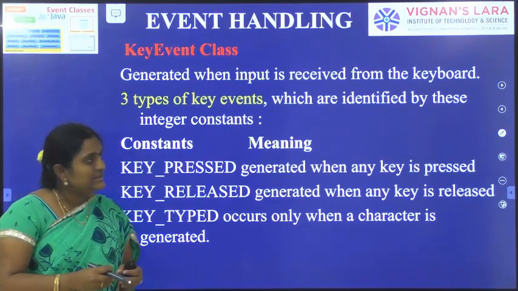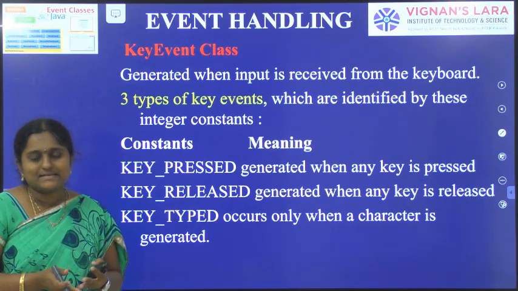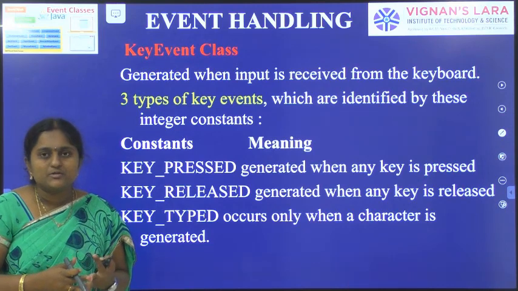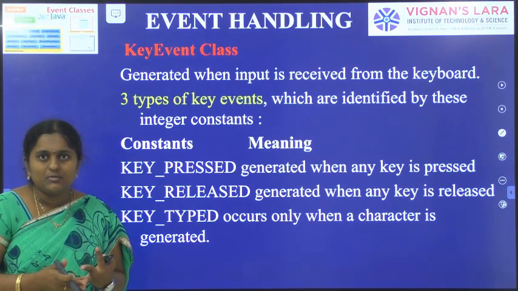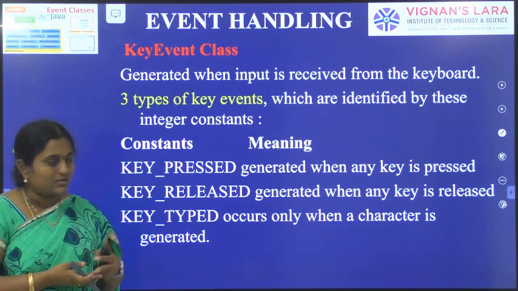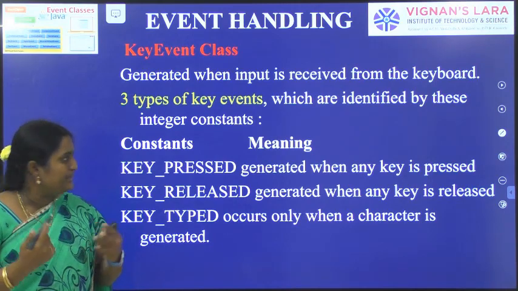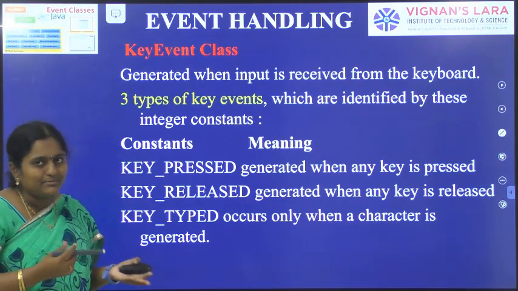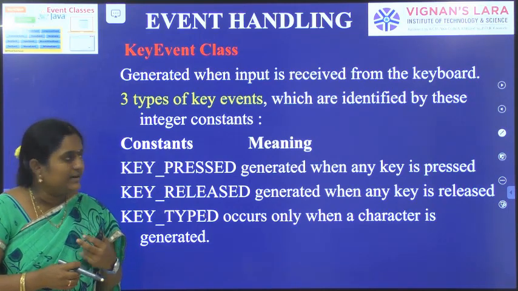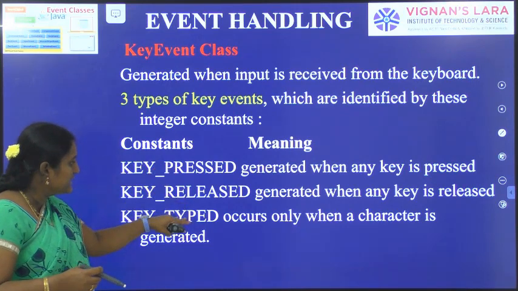KeyEvent class. It is generated when input is received from the keyboard. Whenever we press a key, there are a number of keys on our keyboard, and if you press any key, a keyboard event can be generated. So if you type any key, a KeyEvent class event is generated. If you press, release, or type a key on our keyboard, a KeyEvent is generated. It has three integer constants: key pressed, key released, and key typed.